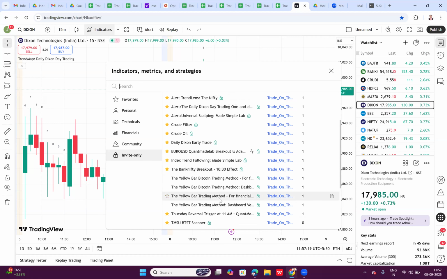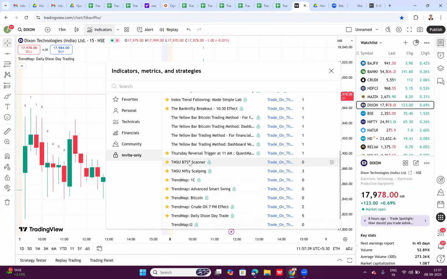We have the yellow method indicator also, which provides a proper trade directly on the chart. Means using these indicators, we don't have to calculate the entry price also. Means we will get proper entry, target and SL on the same chart on TradingView. These indicators directly provide us a proper trade on the chart. Okay, we have a BTST indicator also.